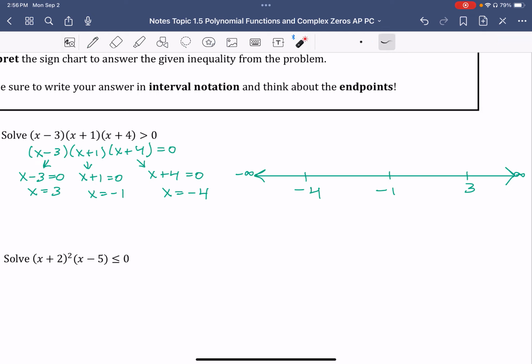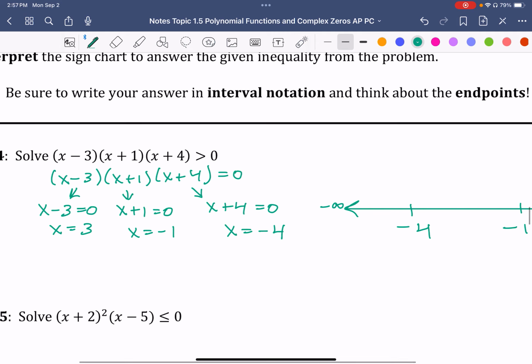And then also, let's say that we had repeated zeros. Like let's say from here we got negative 4, and then we also had a negative 4 here. You would not put negative 4 two times. If you ever have a repeated zero, just write it one time on your number line. Okay. Now from here, I want you to look back at the question, because the question said, where are you greater than 0. So I know when I'm greater than 0, that means that my y values are positive.